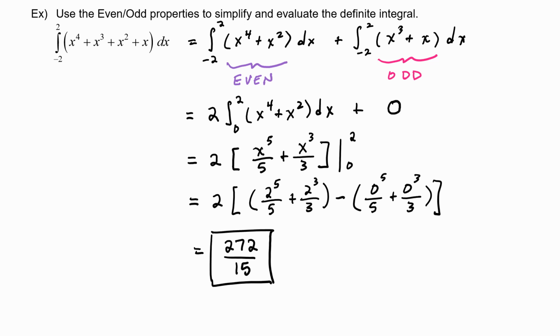So you can see the power of being able to use the properties of even and odd functions. All the odd functions that are integrated on a symmetric interval just go to 0, and the even functions, we get to double the integral from 0 to the upper limit, which means we get to plug in 0, which also makes the calculating easier. So it's a really powerful tool to use.